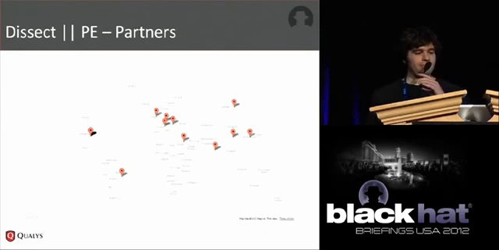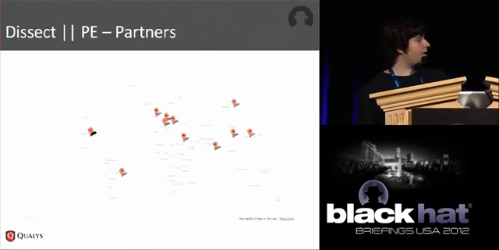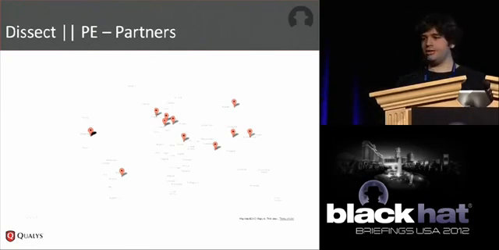This map represents the distribution of our partners worldwide. As you can see, we don't have partners in Australia, and neither in Africa. But we hope that after Black Hat, we do have some partners there.